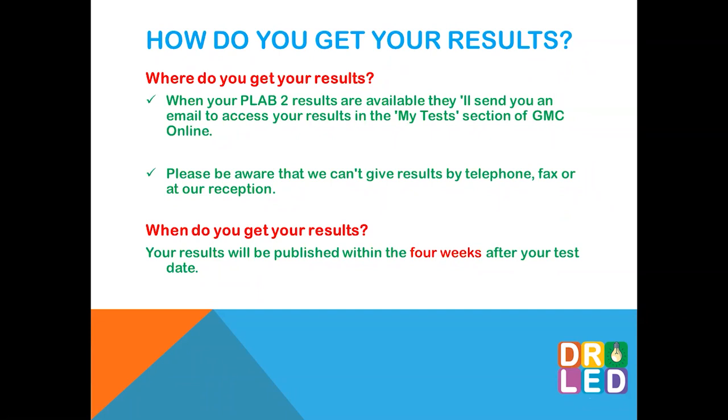When do you get your results? Your results will be published within the 4 weeks after your test date. So you can get your results through the GMC Online under the My Tests section, or an email will be sent to you as well, but you cannot get your results through the telephone, fax, or at the reception of the GMC. Your results are published within the 4 weeks after your test date.